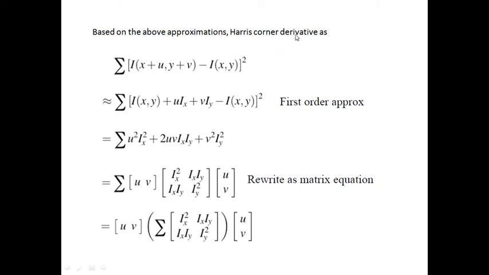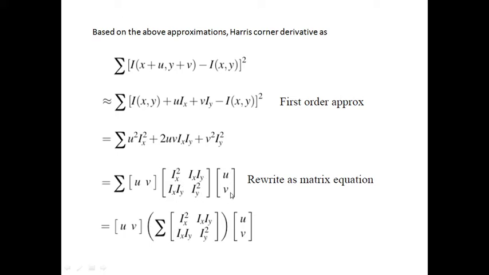So the Harris Corner detector derivative can be derived in this manner. This is my first order approximation. Now can I cancel this term and this term? It is in the form of a plus b whole square, that is a square plus 2ab plus b square. So this expression can be rewritten in matrix representation in this manner: u v, then the matrix Ix square, IxIy, IxIy, Iy square, and then u v.